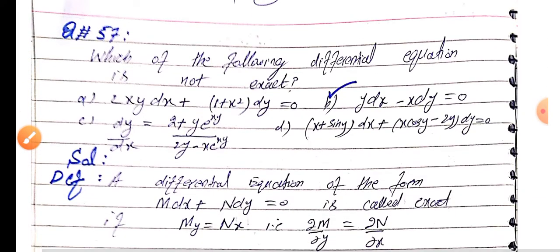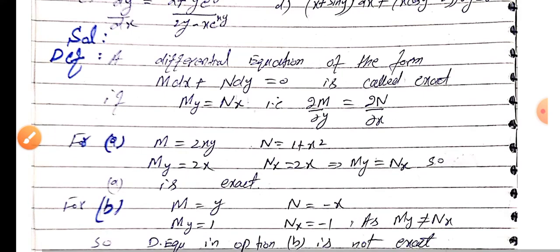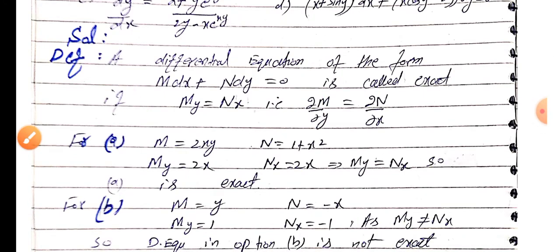57. Which of the following differential equations is not exact? So option B is correct. y dx minus x dy is equal to 0. Using the definition of exact, we can find it.